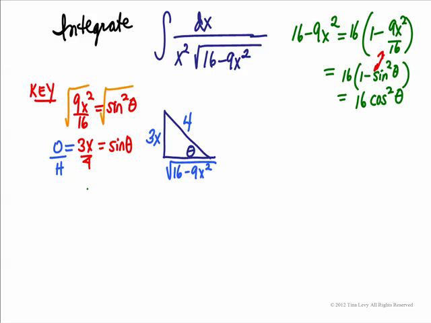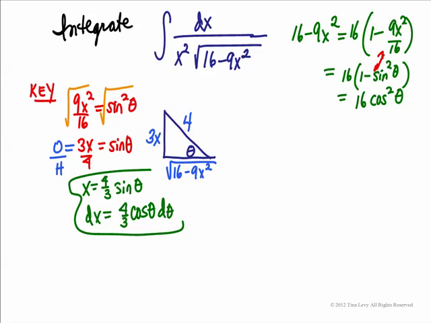Now we solve for x, and we get x is 4/3 sine theta. Then dx becomes 4/3, the derivative of sine is cosine theta, d theta. So these will get used in our substitution.